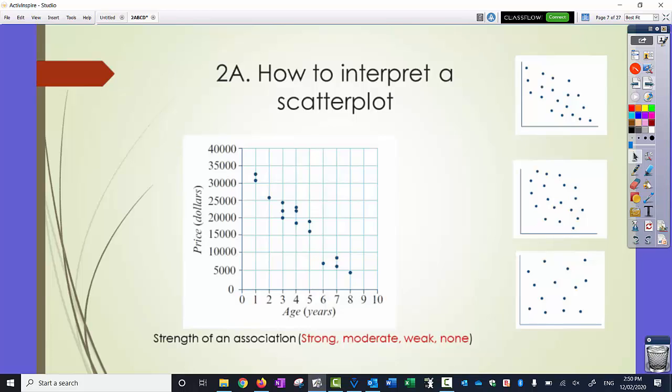But don't get too upset about that. If you don't agree with what's in the answer of a question, then just discuss it with people and come to your own conclusions, because sometimes the textbook's a bit weird about that. All right? This one, linear, negative, moderate. So that's 3 things you can say about that one.